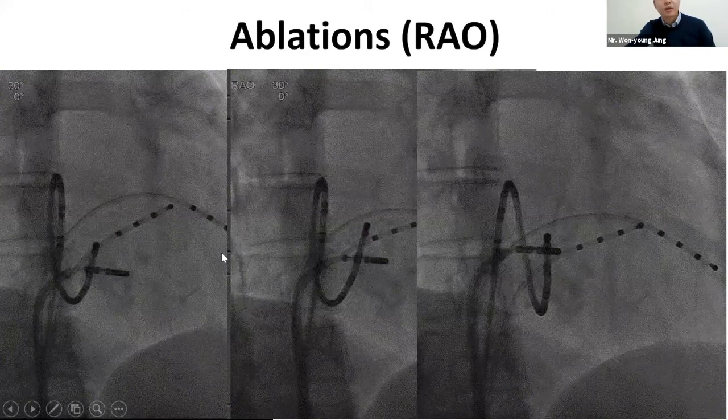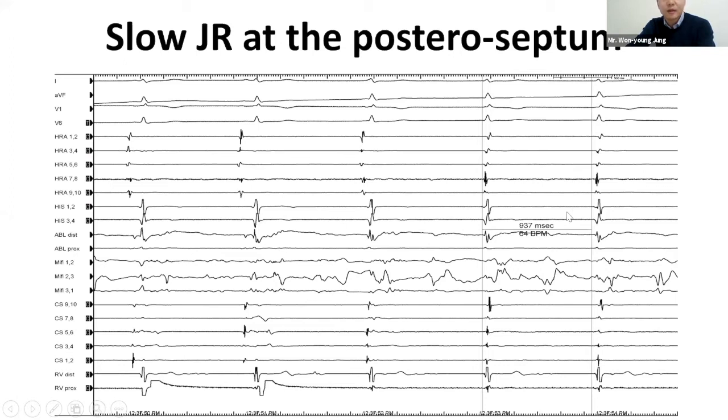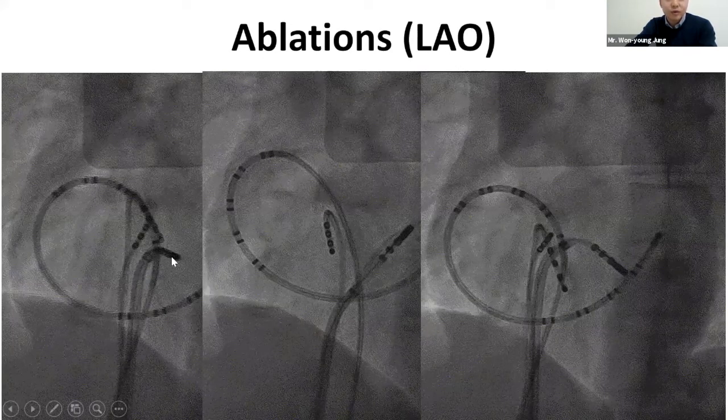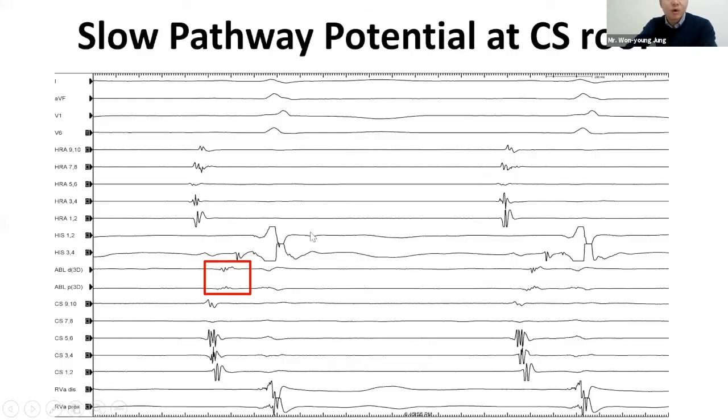So we started the ablation from the posterior septum area, the usual slow pathway site, to the mid posterior septum site. Slow junctional rhythm was observed at the posterior septum site, and accelerated junctional rhythm, which indicates successful slow pathway ablation, was observed at the mid septum, but tachycardia was still inducible. So we moved from the coronary sinus os to deep inside. Slow pathway potential was recorded near the coronary sinus roof, like this.